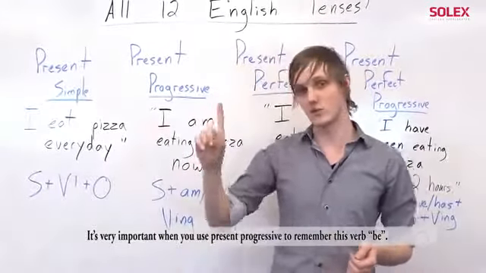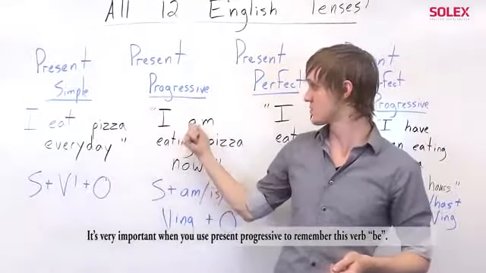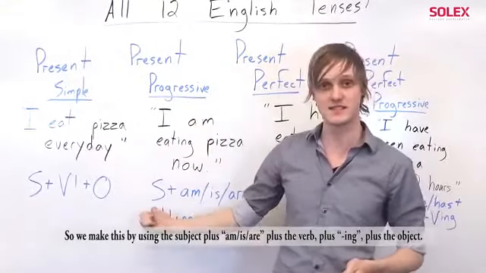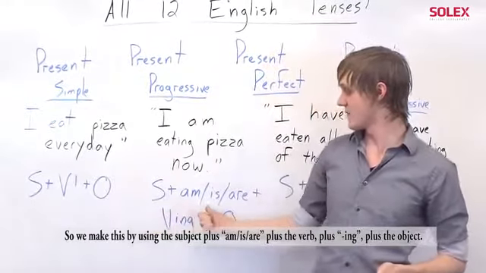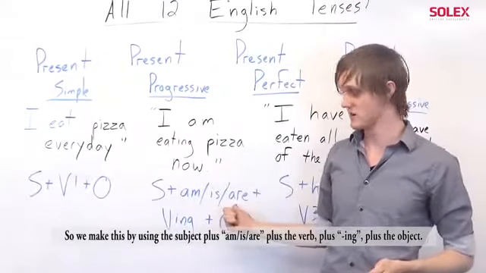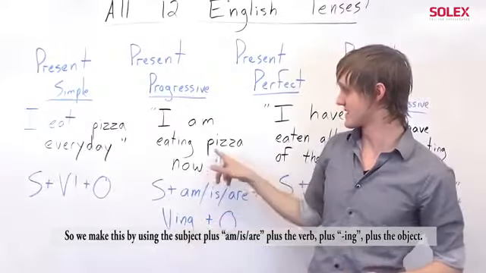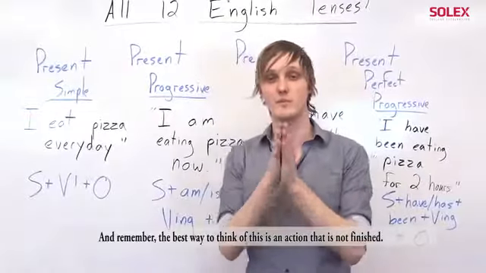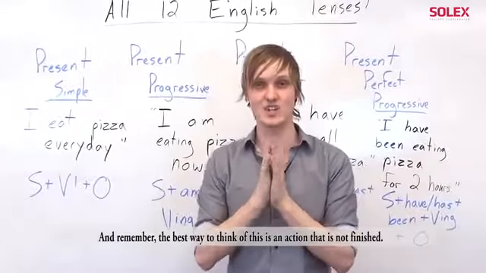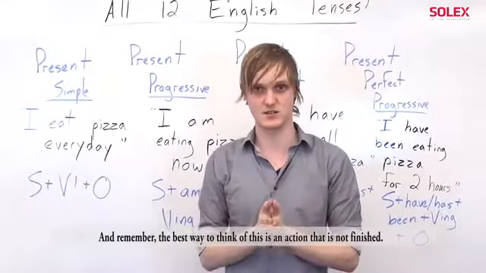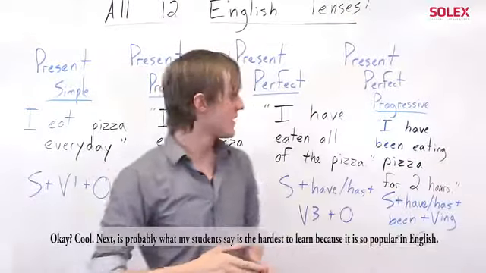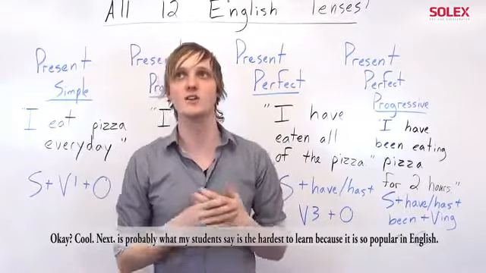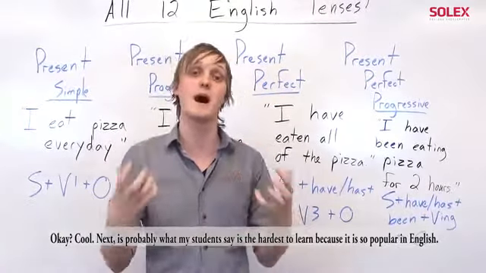It's very important when you use present progressive to remember this verb be. So we make this by using the subject plus am, is, or are, plus the verb plus ing plus the object. And remember, the best way to think of this is an action that is not finished. Okay? Cool.